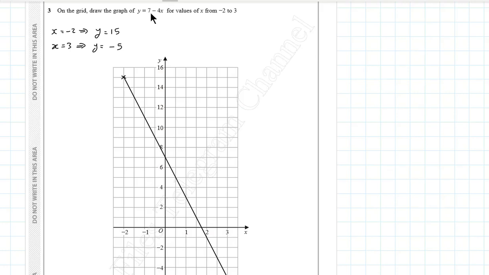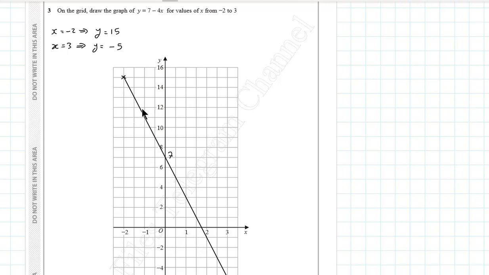To check our answer, the y-intercept should be 7. Yes, it's 7. Very good. This is the y-intercept. And the gradient is negative 4, which means that if I start with this point, I should move down 4 units. Each one box is 1 unit. 1, 2, 3, 4. And then move horizontally 1 unit.